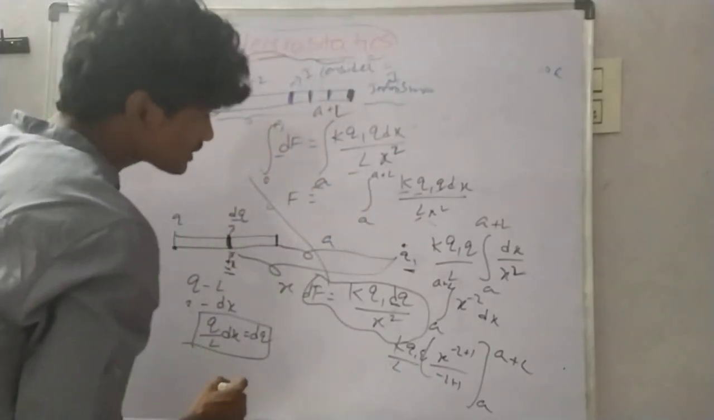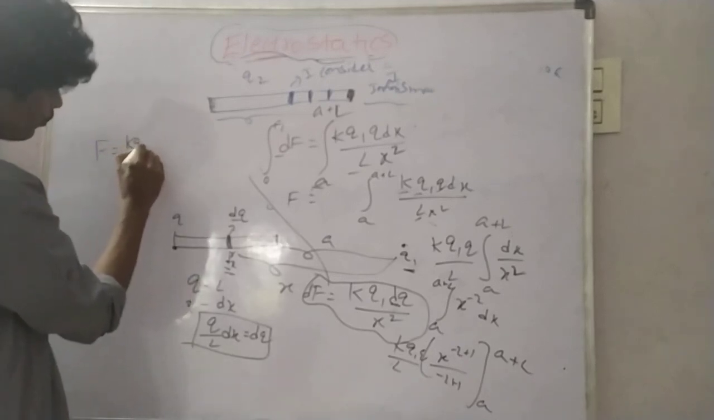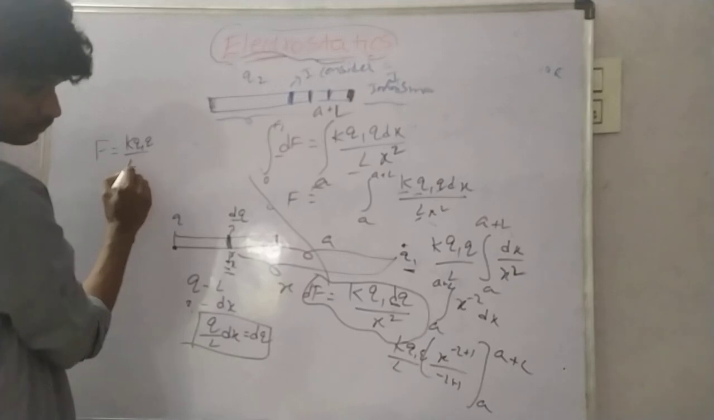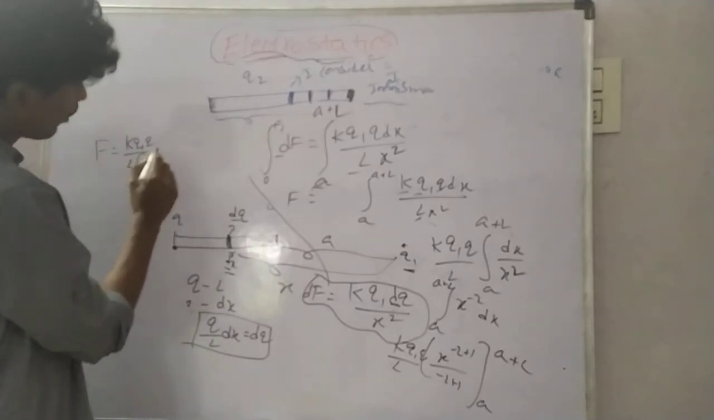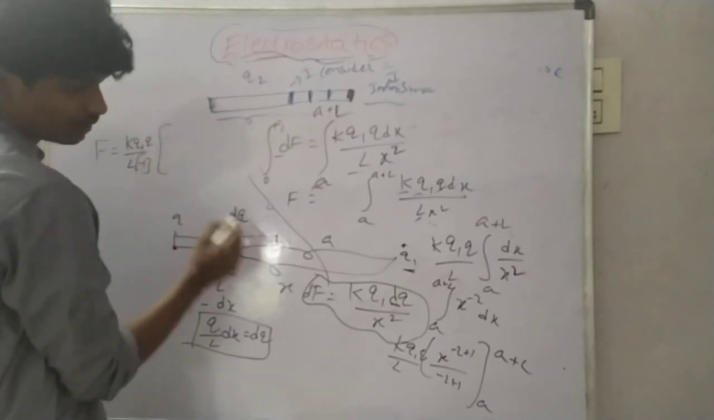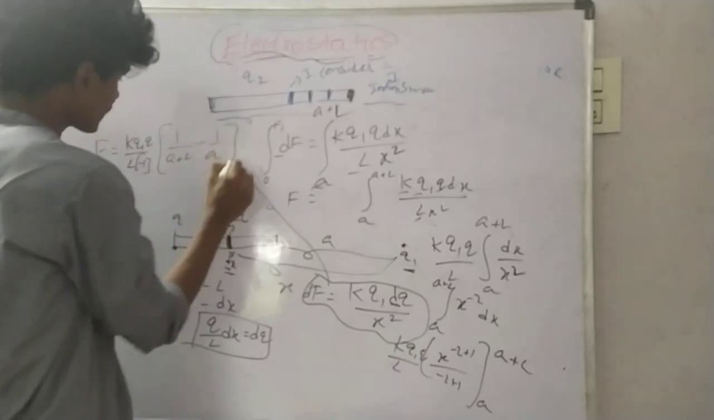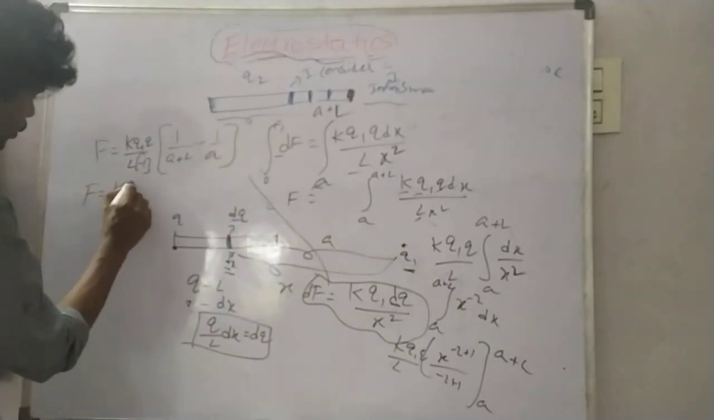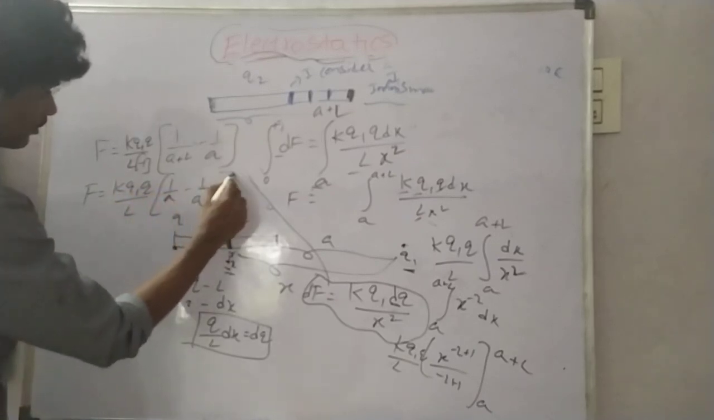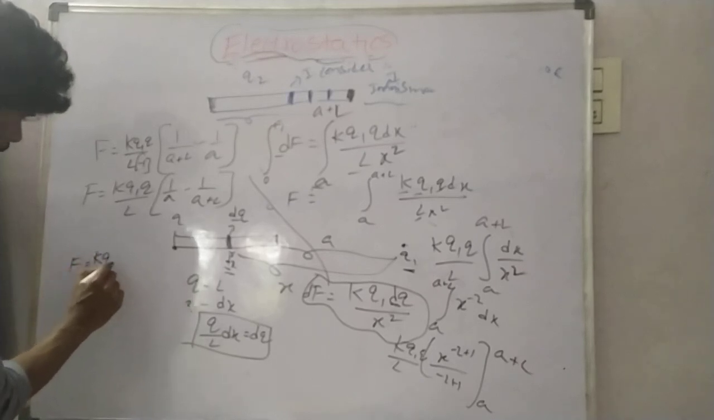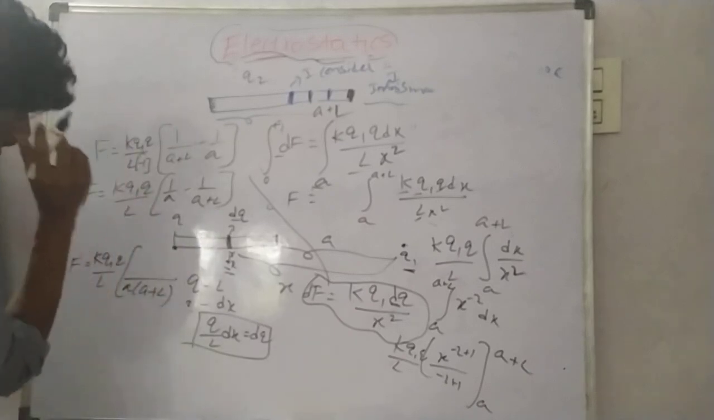So if I apply limits, then I will get F is equal to k q1 Q by L into, there is a minus 1 here, and by considering the upper limit, x power minus 2 gives 1 by x, 1 by a plus L minus 1 by a. This is our answer. So let's try to simplify this. k q1 Q by L into 1 by a minus 1 by a plus L. So it will become F is equal to k q1 Q by L into a plus L minus a over a into a plus L, and a plus L minus a is nothing but L.